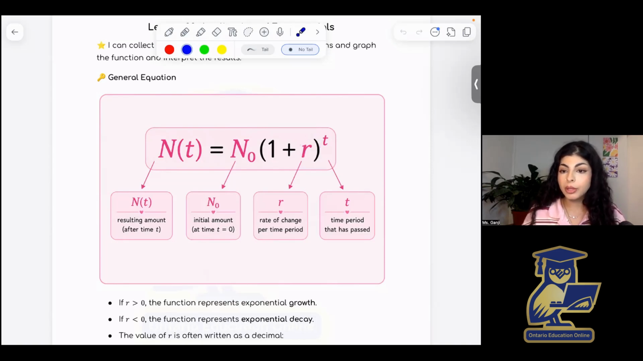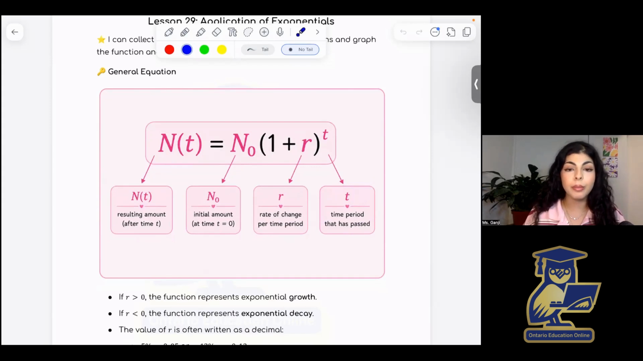So for example, if a population is doubling over a period of time, or if it's decreasing by 5%, those are all the rates of change, and it will be per the time period. And units really matter here. If you're using the time periods of years, you have to always work with years. If you're working with hours, you have to work with hours. And so t here will be our time period that has passed since t is equal to 0.